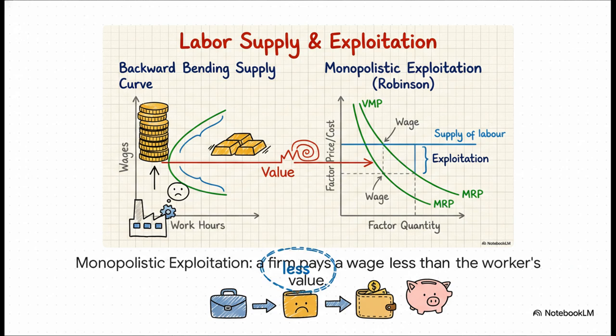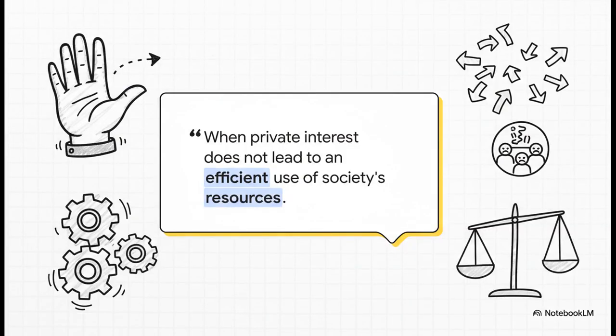There's a name for this difference. Economists call it monopolistic exploitation. And this isn't just theory, okay? This concept is at the very center of huge debates about things like the minimum wage and the power of unions. This is actually a perfect example of a bigger idea called market failure.